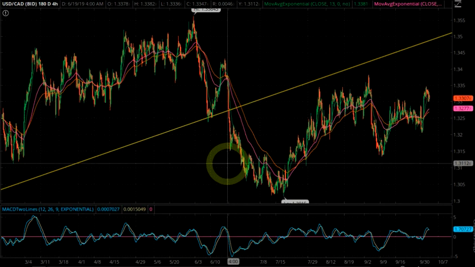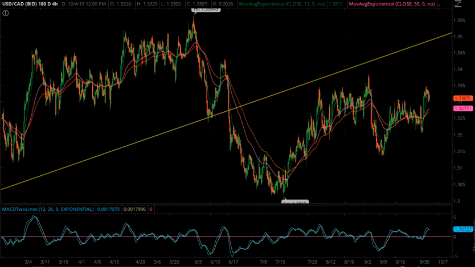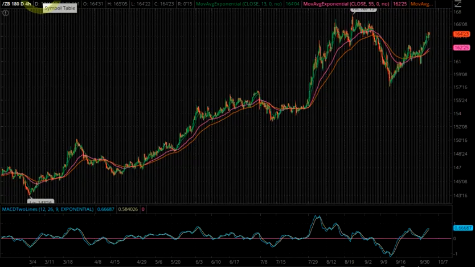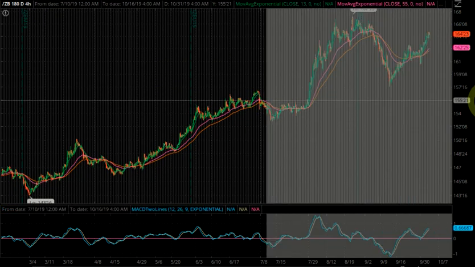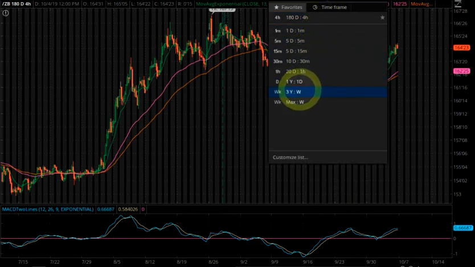That's the key. The bond market. Let's look at the bond market real quickly, which I don't have up here, so let me put it in right now. I'm going to go to the ZB, and the thing about the bond market, let me go to weekly.